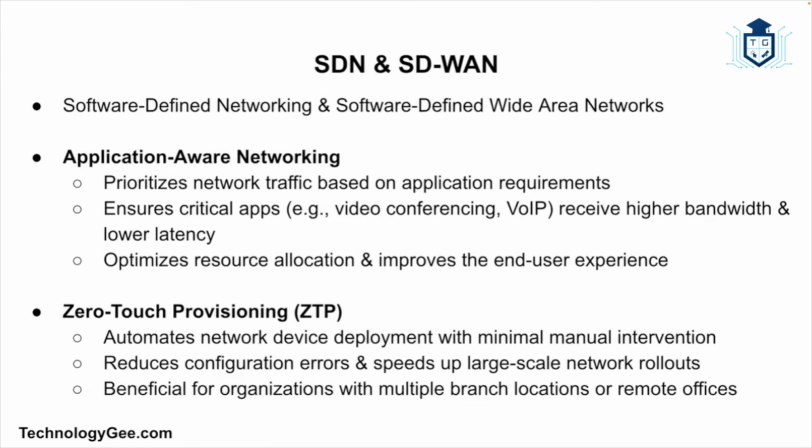All right, so let's talk about software-defined networking and software-defined wide area networks. And the first component we're going to focus on is application-aware networking. So SDN and SD-WAN enable application-aware networking, which allows the network to prioritize traffic based on application requirements. For instance, critical business applications like video conferencing can receive higher bandwidth and lower latency compared to less critical tasks such as file downloads. And this capability optimizes resource allocation and improves end user experience.